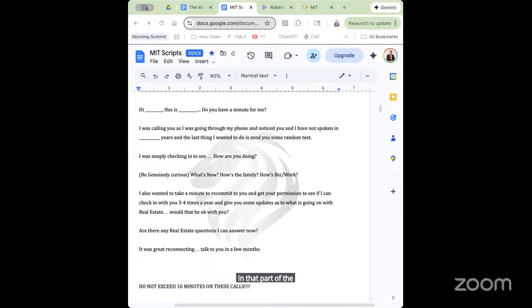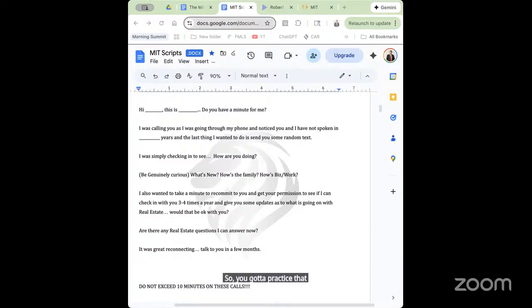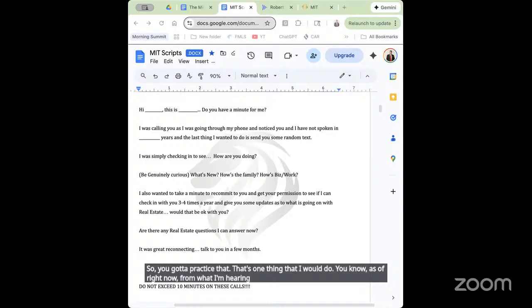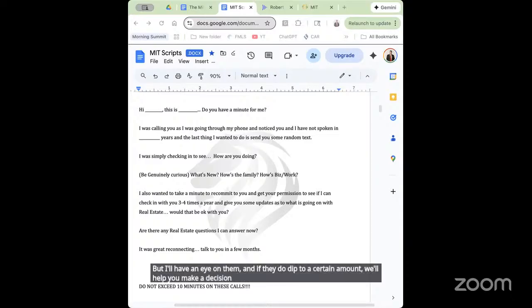because that's what really creates the genuineness in that part of the conversation. And then towards the end, as far as the interest rate is concerned, you're going to get asked that question. So you've got to practice that. That's one thing that I would do. The key is to be able to say it confidently: as of right now, with what I'm hearing, I'm not certain, but I'll keep an eye on them. And if they do dip to a certain amount, will that help you make a decision in making a move?